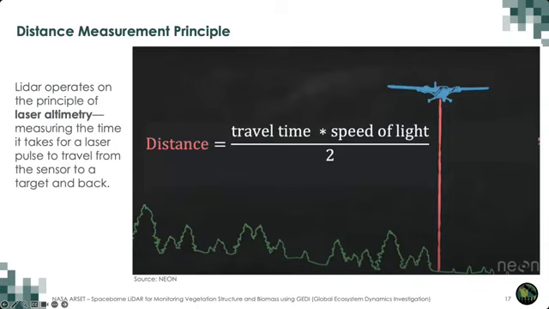The system emits short laser pulses, typically in the near-infrared spectrum at 1064 nanometers, and precisely measures the time delay of the returned signal. This time of flight measurement, combined with the sensor's position and orientation, allows for the calculation of 3-dimensional coordinates of the reflecting surface.